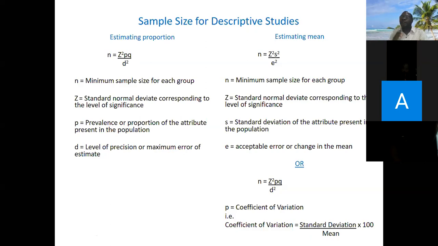The level of error, the maximum error, is measured in percentage, even though you change it to a decimal by just dividing by 100. If you decide to express P as 100 and Q as 100, then D will be 100. It will give you the same answer. So it's already standardized, because the numerator and the denominator are in percentage.